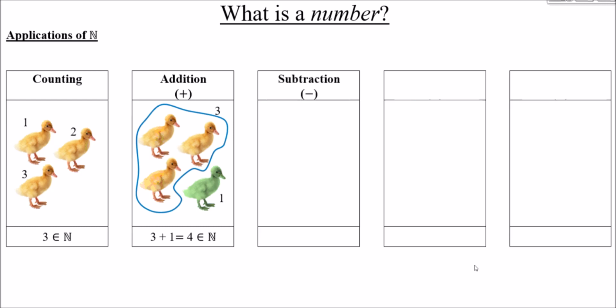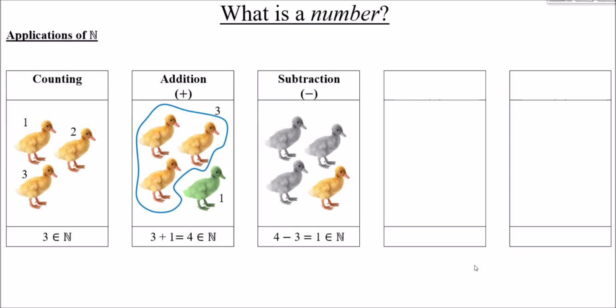The opposite of addition is subtraction. So let's imagine we start off with 4 ducks, but then 3 ducks leave us. Sorry, I mean to say 1 duck remains. So if 3 ducks leave, that leaves us with just 1 duck left. 4 minus 3 equals 1, and 1 is an element of the natural numbers.